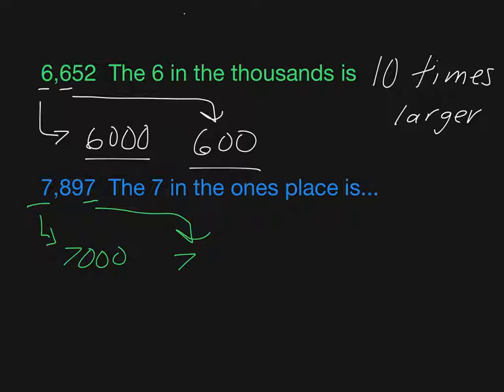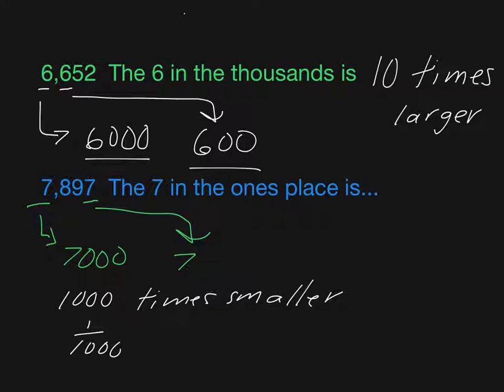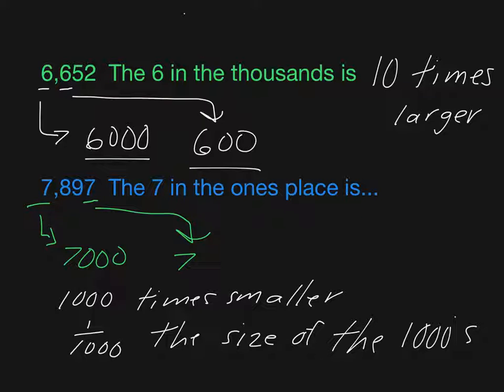All right, so now this one gets a little trickier. How do we write, so our statement is the 7 in the ones place is, now we know it's 1,000 times smaller than the thousands, or we could say it's 1,000th the size of the thousands place. So you could say the ones is 1/1,000th the size of the thousands place.